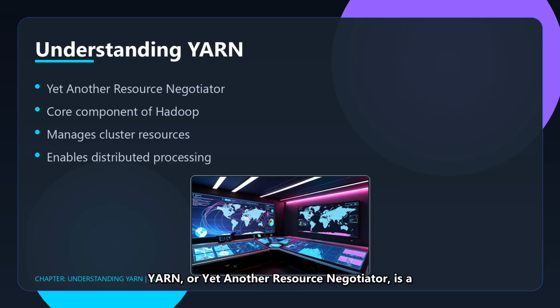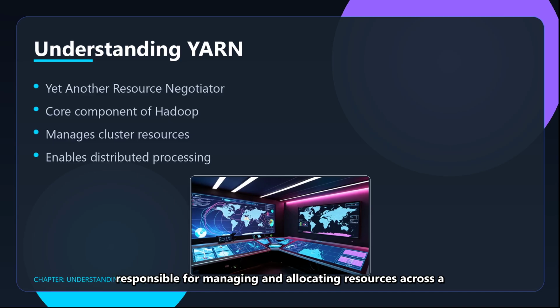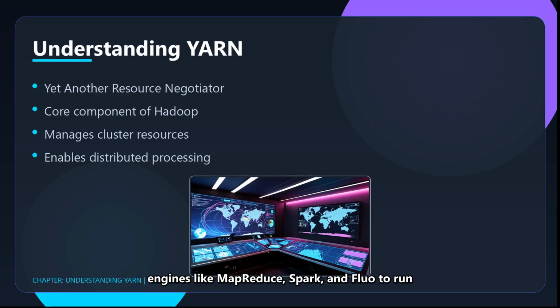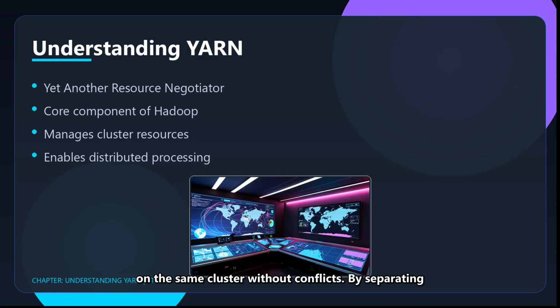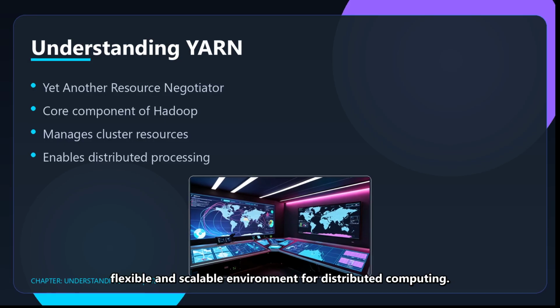YARN, or yet another resource negotiator, is a key component of the Apache Hadoop ecosystem. It's responsible for managing and allocating resources across a cluster of machines. YARN enables multiple data processing engines like MapReduce, Spark, and Fluo to run on the same cluster without conflicts. By separating resource management from data processing, YARN provides a flexible and scalable environment for distributed computing.